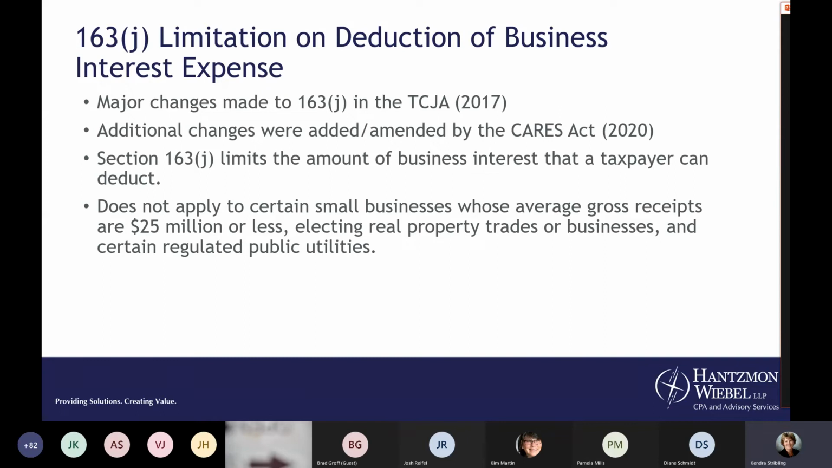Section 163(j)(1) limits the amount of business interest that a taxpayer can deduct. It does not apply to certain small businesses whose average gross receipts are $25 million or less, electing real property trades or businesses, and certain regulated public utilities.